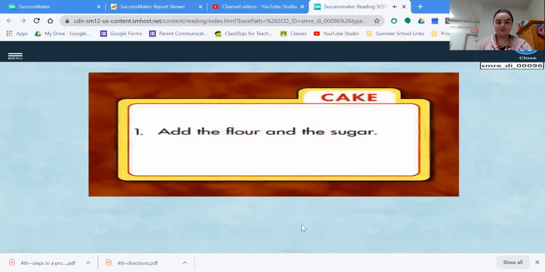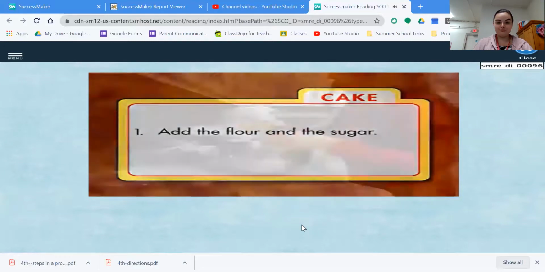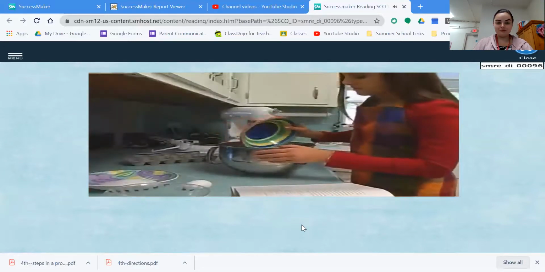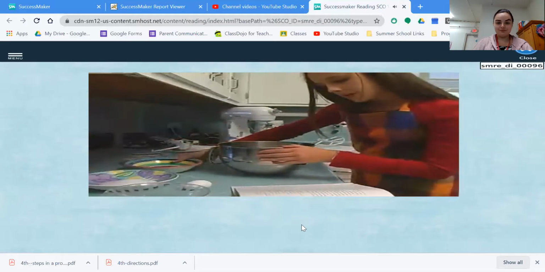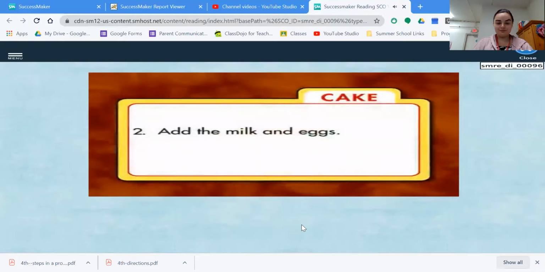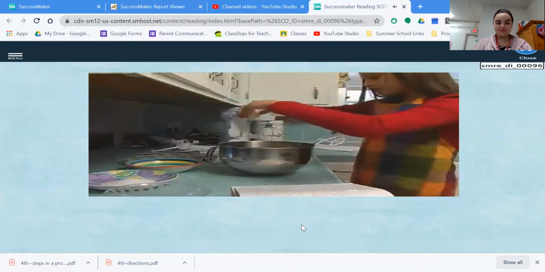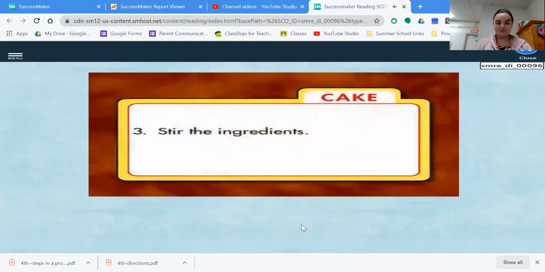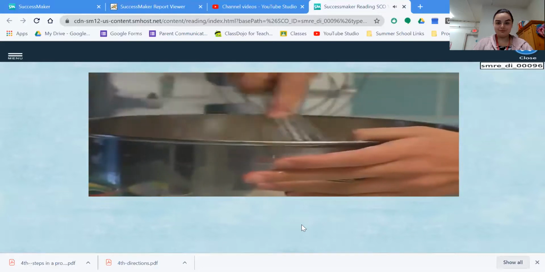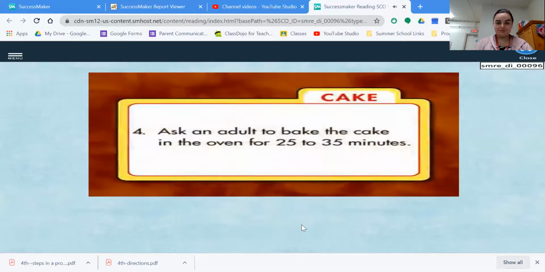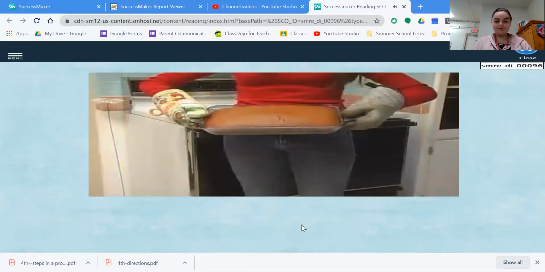1. Add the flour and the sugar. 2. Add the milk and eggs. 3. Stir the ingredients. 4. Ask an adult to bake the cake in the oven for 25 to 35 minutes. It looks as if Jasmine followed the directions perfectly.